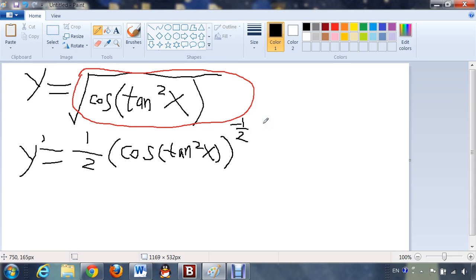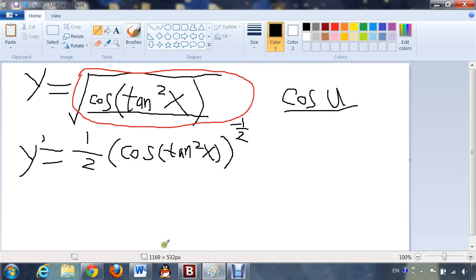So again, we already took the derivative of the outermost part. Now we just move in. We'll ignore the square root for now because we already took the derivative of the square root. Now we look at the inside. What is the next layer of this expression? We can see the next layer is cosine of something.